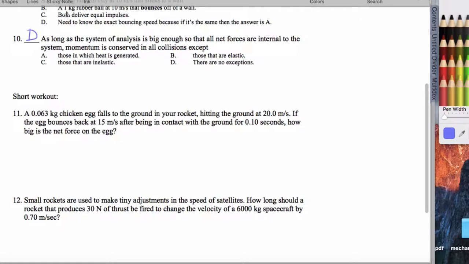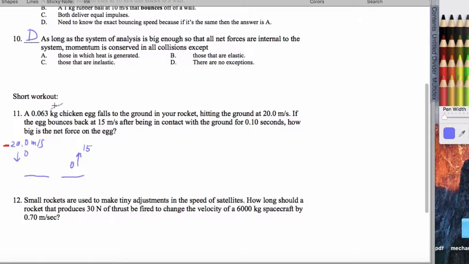So here, we've got to be really careful. Let's talk about a chicken egg. We're going to have it fall to the ground at negative 20.0 meters per second, the speed that it hits at. Downwards is negative. I saw a lot of people forget this negative sign. So a lot of you got like 0.315 or 3.15 or something like that. And then it bounces back up at 15. And we want the force.